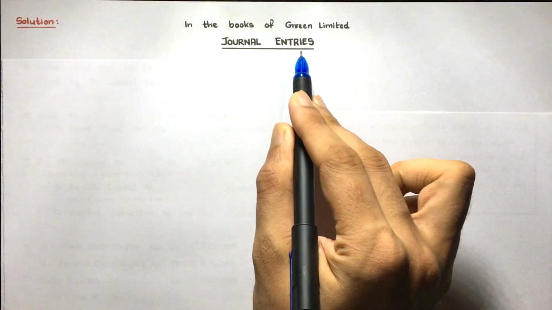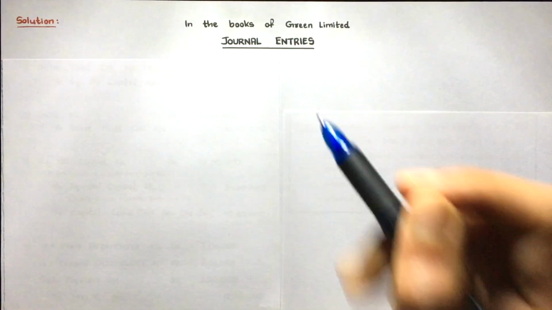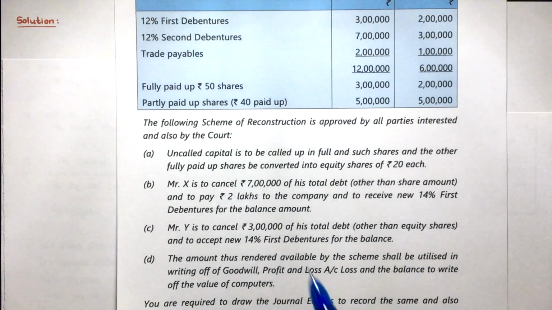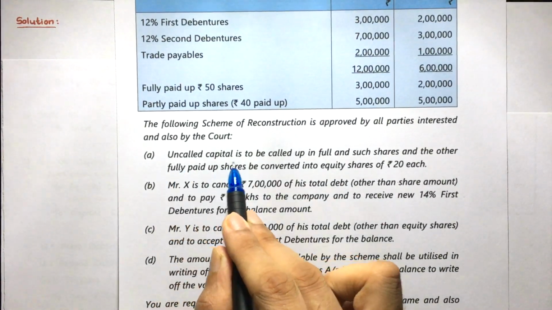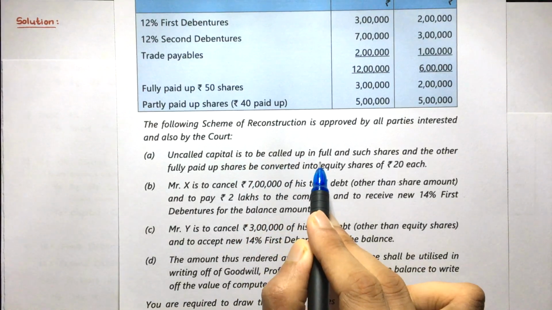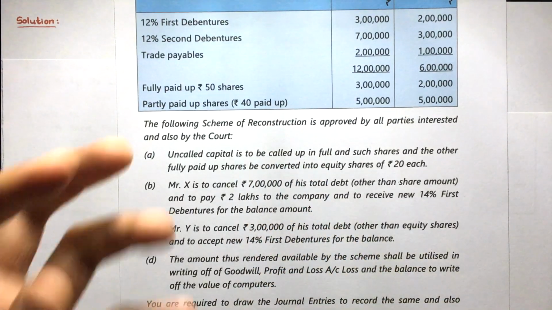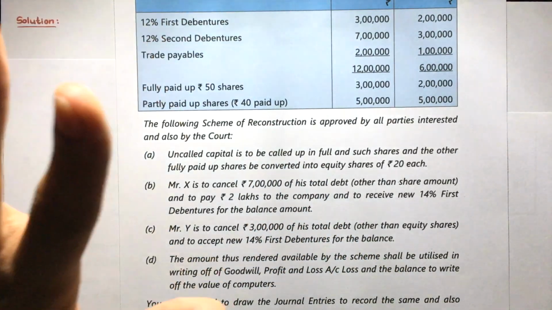Now see here we have the solution. Let's understand how we are going to pass the journal entries in the books of Green Limited to carry out the scheme of internal reconstruction. It's really simple. First adjustment was what? See here. The first adjustment, uncalled capital is to be called up in full. Yeah, we have to make partly paid up shares into fully paid up.